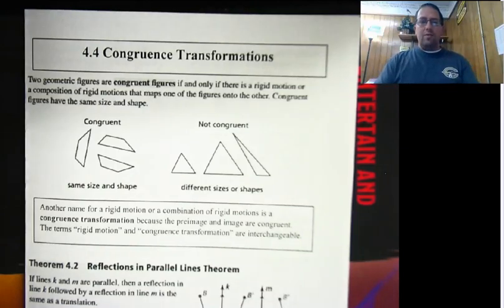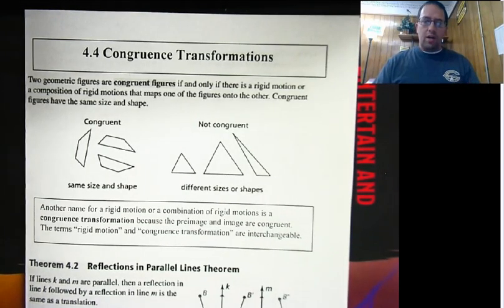Hello class, today what we are going to talk about is congruence transformations. One of the definitions of congruent figures is that two figures are congruent if and only if there's a rigid motion or a composition of rigid motions that maps one of the figures onto the other. And if you remember, a rigid motion is a transformation that does not change the size or the shape of the original figure. And if it doesn't change them, then they are the same size, they are the same shape, which is the junior high, elementary school definition of congruent figures, right?